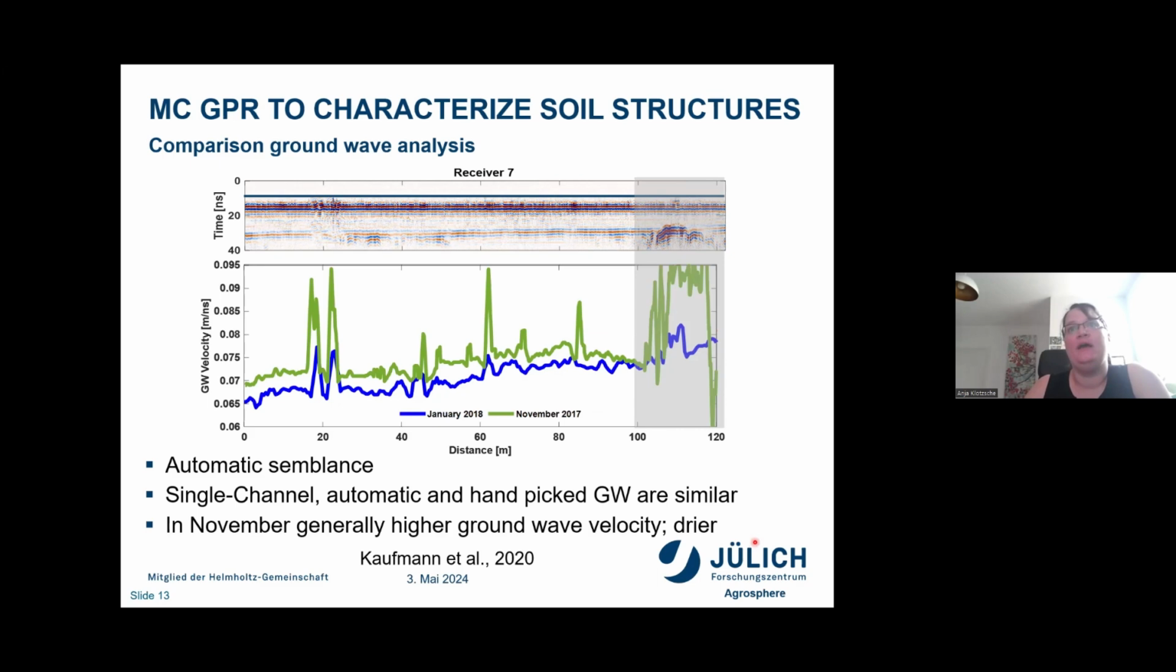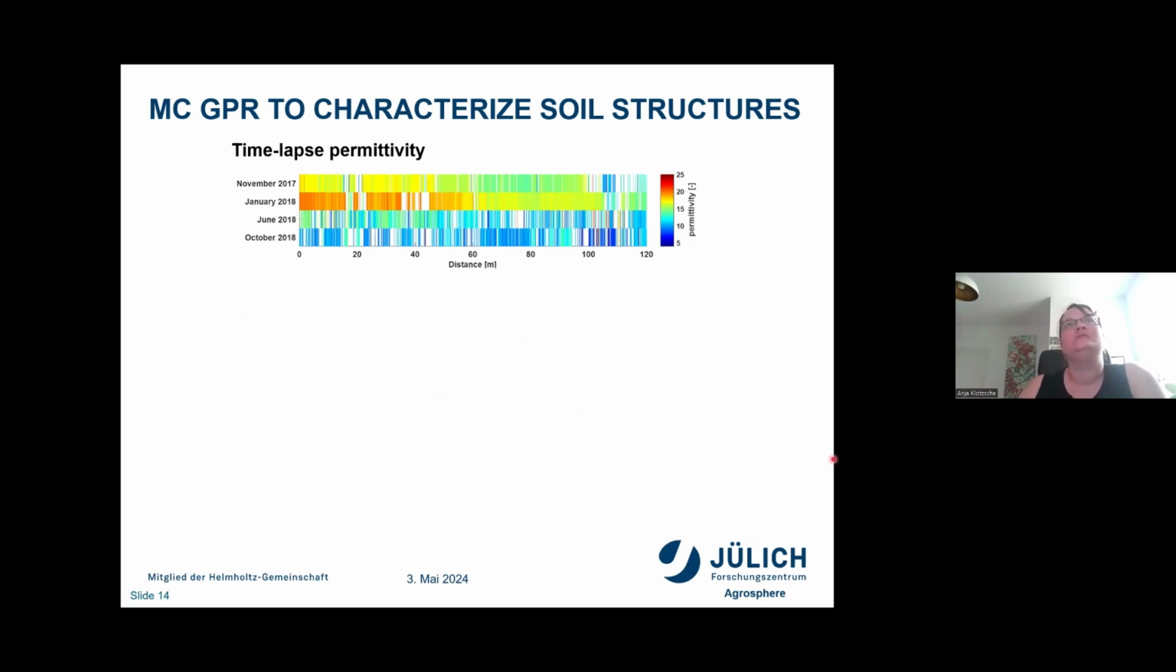For example, when we did the profile in January, we see that the velocities are generally a bit lower than in November, which indicates that there is a change in water content, meaning November was a bit drier. In the end, what you can think about is that velocity is reciprocal to permittivity, and permittivity goes in line with water content. That's what you also see here. This is the time-lapse permittivity result, just color-coded along the profile. Blue is a low permittivity and it's related to a low water content, while high permittivity is related to a high water content.